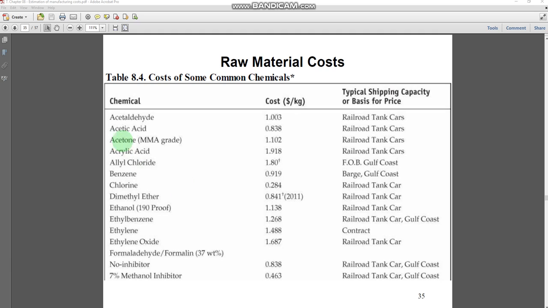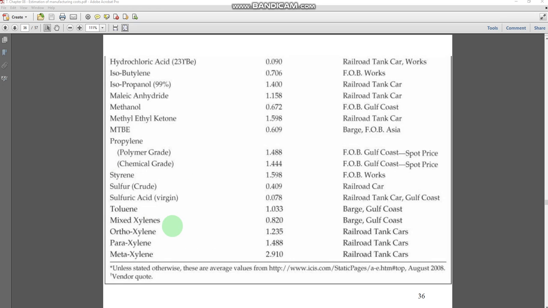In your book, you can also find Table 8.4, where you have the list of chemicals along with the cost in terms of the quantity. So you can have the cost for different chemicals, and the list goes on here.